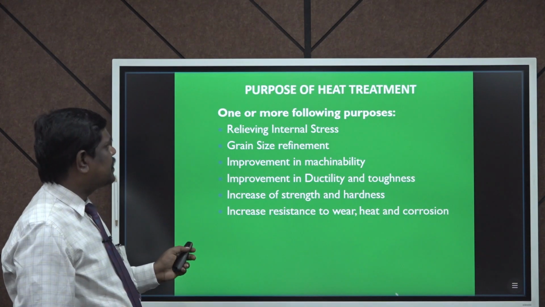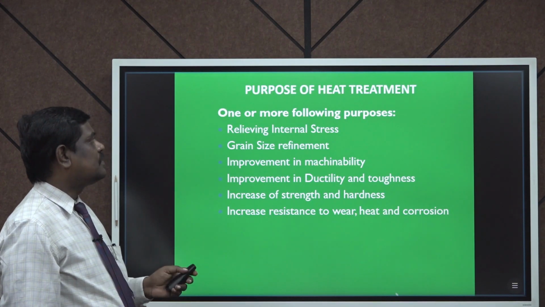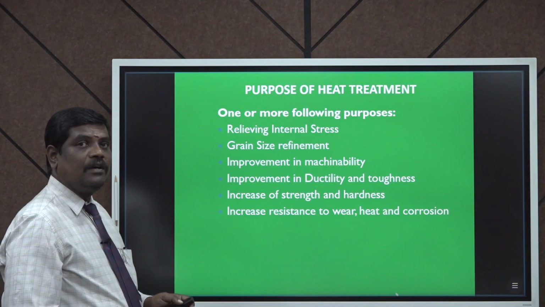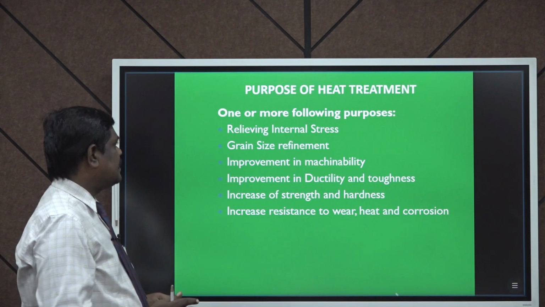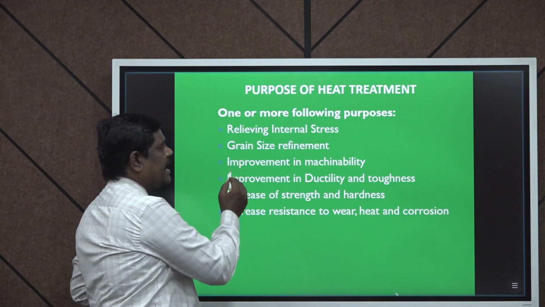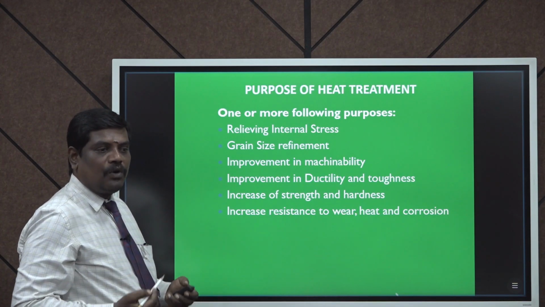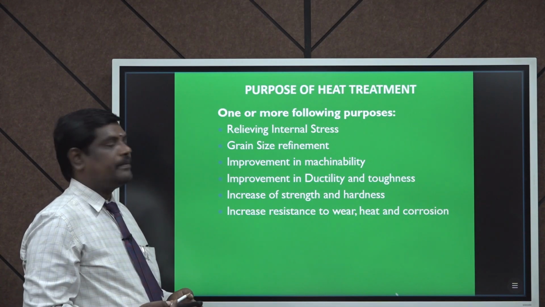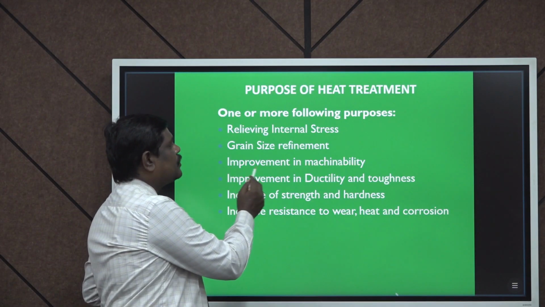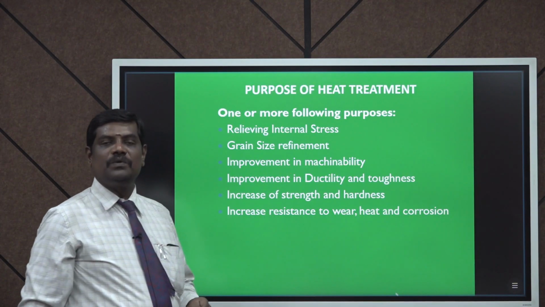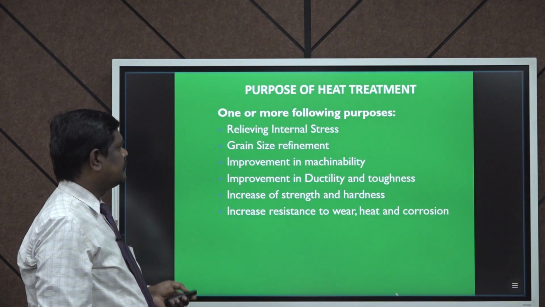The main objective of the heat treatment process is to relieve the internal stress and to refine the grain size. These two are very important, and some industries also look for easy machinability. So for that they have to improve the machinability through the heat treatment process.